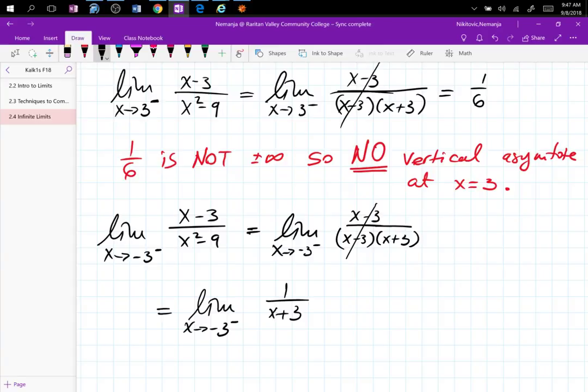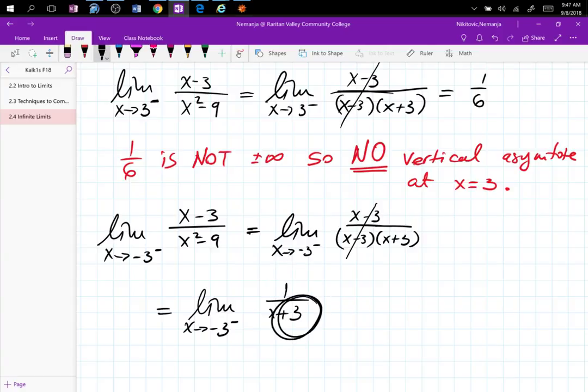Now we can't plug in, because when you plug in you get 1 over 0, right? Last class we learned that if you get 0 in the denominator, walk away. Walk away fast. So what are your options? Well, a graph or a chart, right? We should know how to graph this by hand.